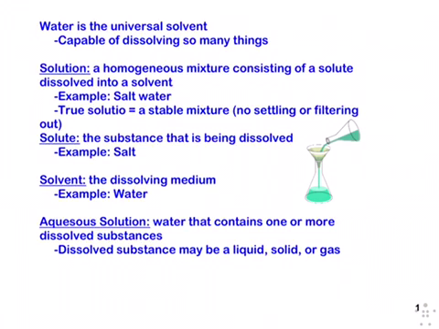So a couple of vocab words because we take so many vocab quizzes. A solution is a homogeneous mixture that consists of a solute dissolved in a solvent. An example is salt water. A true solution is a stable mixture. That means there's no settling or filtering out. A solute then is a substance that's dissolved, like salts, and then the solvent would be the dissolving medium, such as the water. Water is a pretty popular solvent.